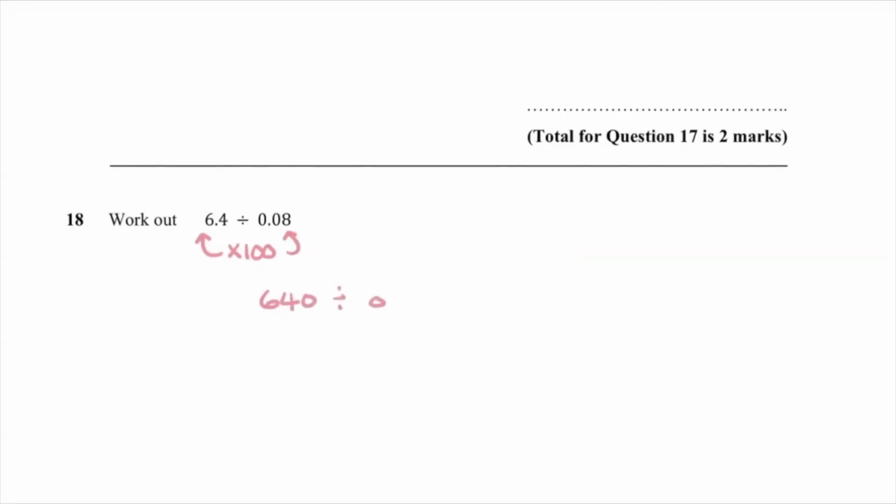And now I'm dividing that by 8. I can go into the bus shelter. You might be able to see this one. 8s into 6 don't go. 8s into 64 go 8. Bring up the 0. And our final answer is 80.